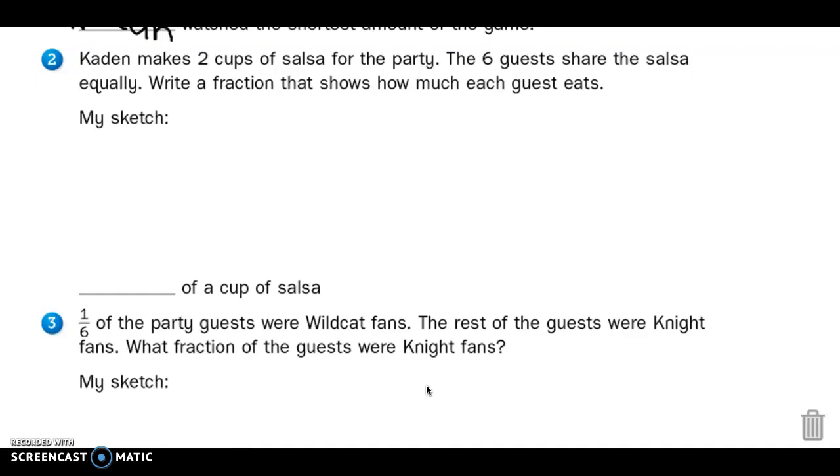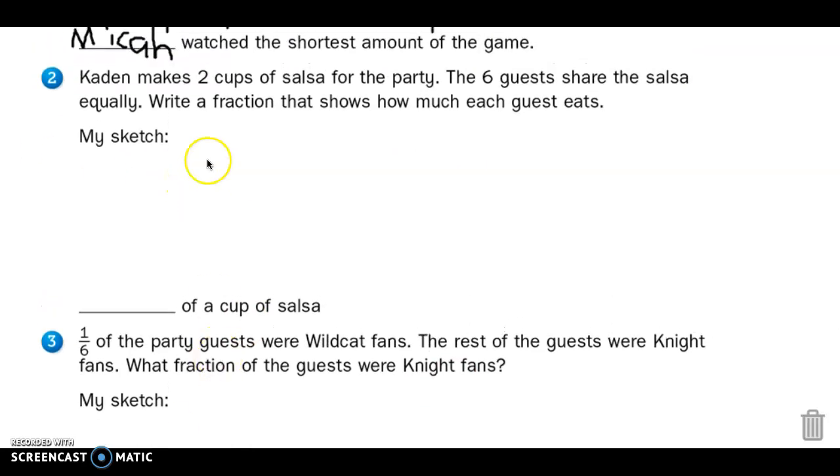Okay, the 6 guests shared the salsa equally. Write a fraction that shows how much each guest eats. My sketch. Well, share 2 cups of salsa between 6 guests. How are we going to figure that out? Well, let's take a look.